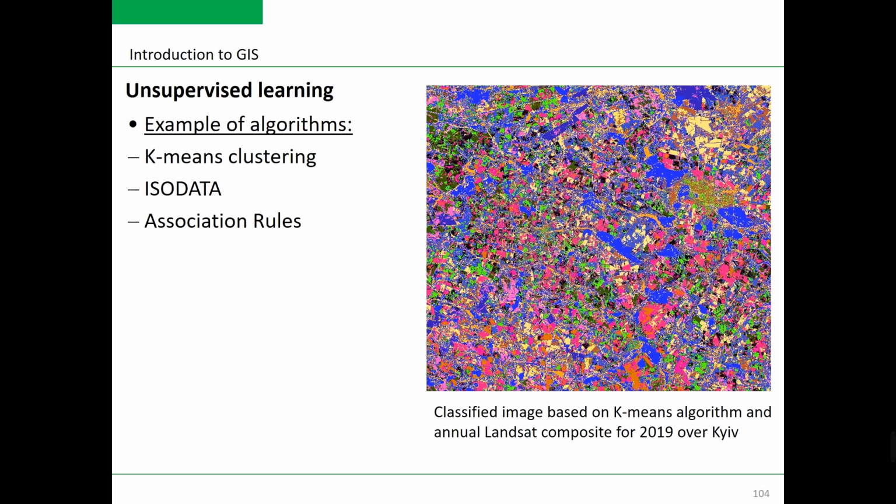So what are the common unsupervised learning algorithms? Those are K-means clustering, ISO data clustering, or association.